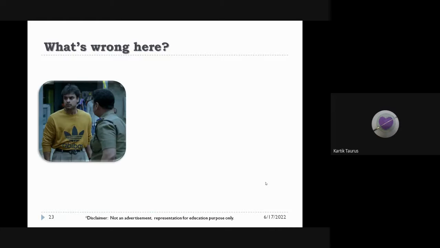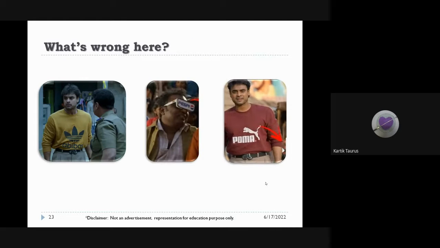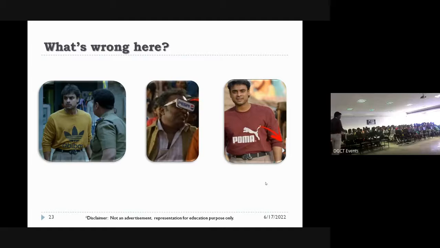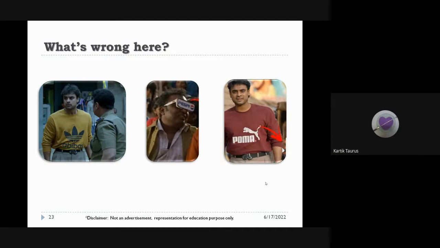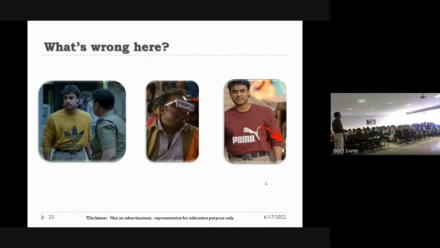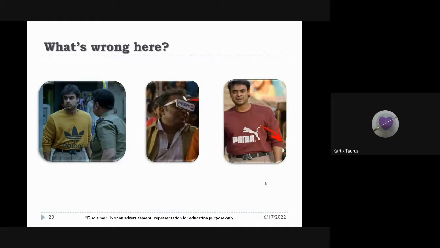Okay, let us see another small exercise. So can somebody identify what is the mistake here? What's wrong here? Brand name. Yeah, but what is wrong? Puma is a shoe brand, but it is printed on the shirt. Second, Pepsi is also a drink, but it is printed on the glass. Okay, so that's one way of looking at it.